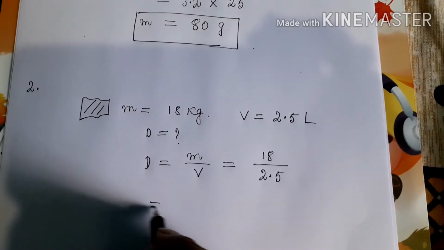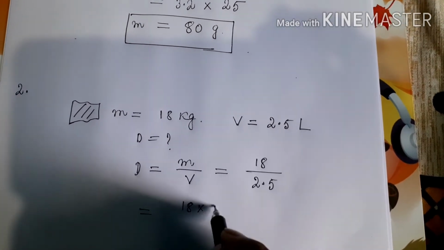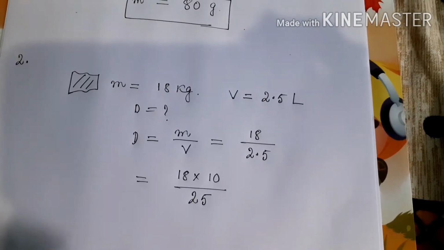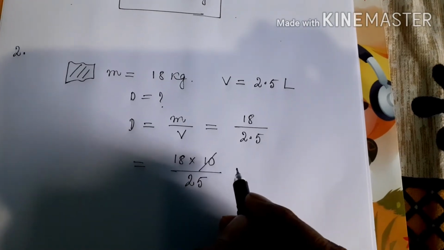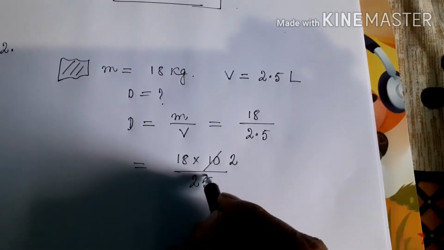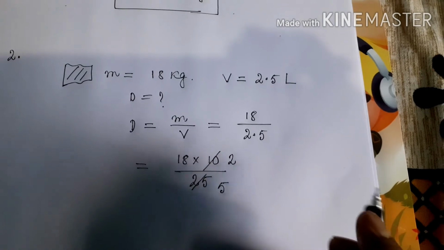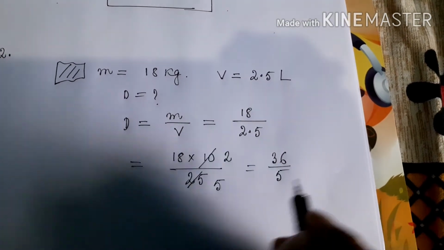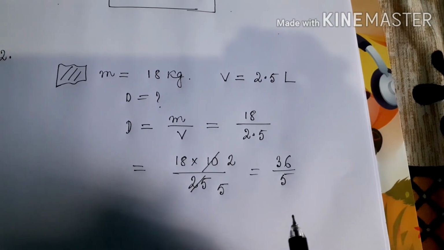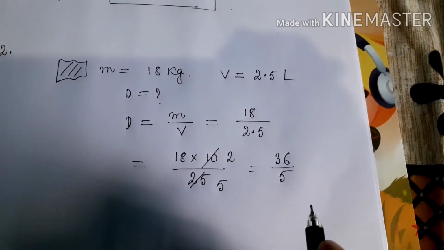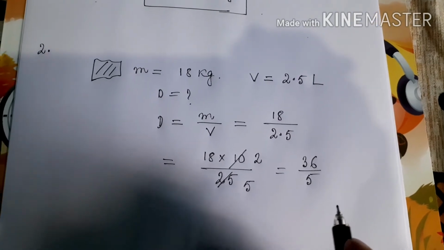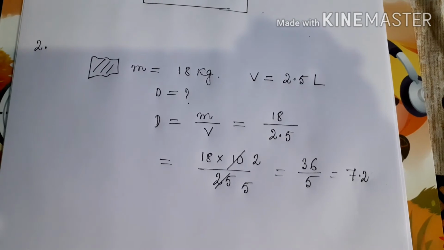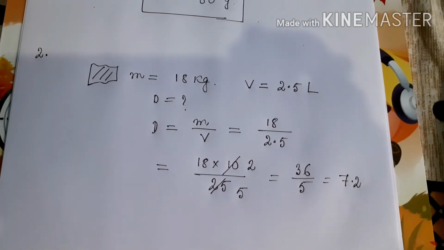So if you simplify that one, then 18 into 10, here 25 will come. Okay, then if you cut this one by 5, then 2 will be here and 5 will be here. So 36 divided by 5. If you divide 36 by 5, then you will get the result 7.2. Okay, here now the question is, what will be the unit of that one?